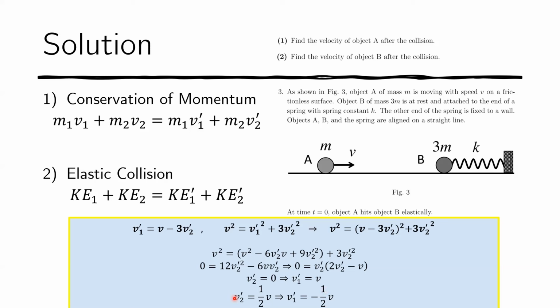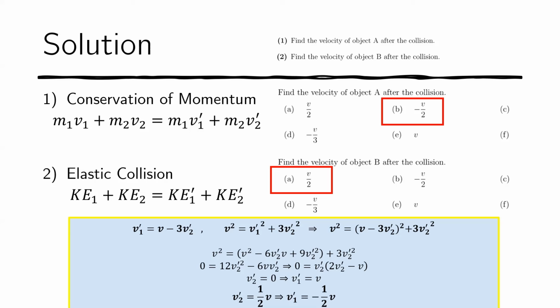And this is more intuitive because v2 prime is equal to 1/2 of v. That means object B moves forward in the same direction as the original direction of object A, at half the original speed of object A. And v1 prime is the speed of object A after the collision. It now has a different direction, so it bounces off object B, and its speed is now 1/2 its original speed. Therefore, the answer we're looking for in problem 1, the velocity of object A after the collision, v1 prime, is negative 1/2 v, and for object B, v2 prime is 1/2 v.